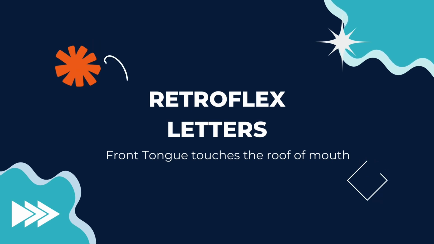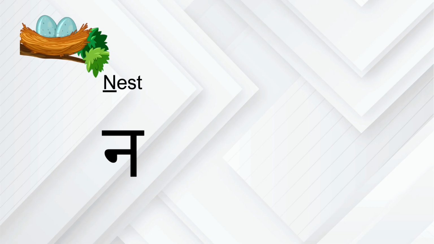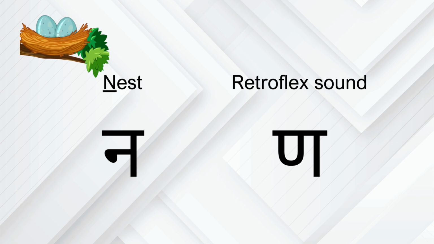Retroflex letters. While pronouncing these letters, the front tongue touches the roof of the mouth. N as in nest, N. The retroflex sound is N. Notice the difference. The N sound in run, run.